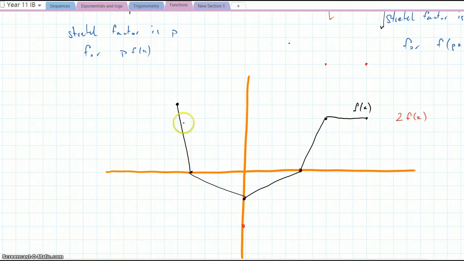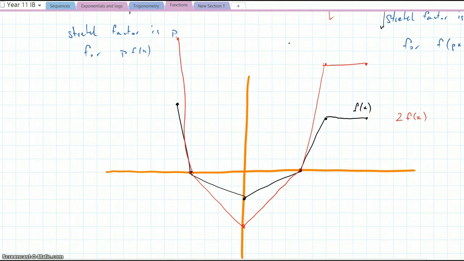This is not going to change. And this is 5. It's going to go to 10, to there. So for the same y coordinates, our x coordinates are the same. For the same x coordinate, so x doesn't change, y doubles. So now our function looks like this, and this is called a vertical stretch scale factor 2, and we'll see how that looks.